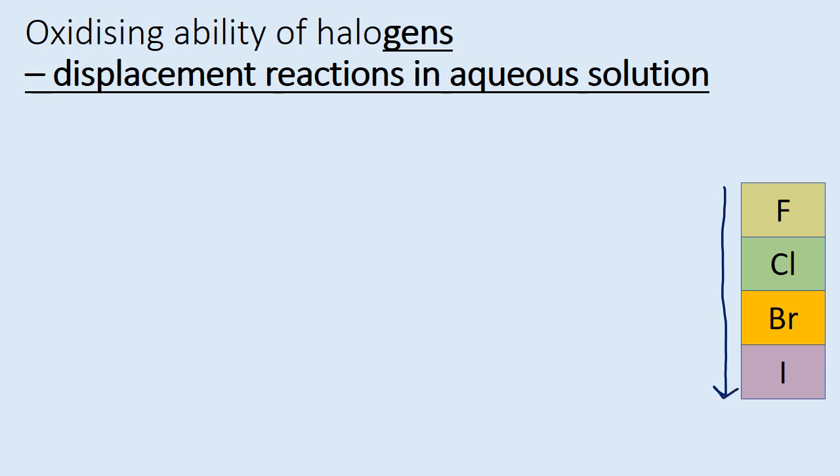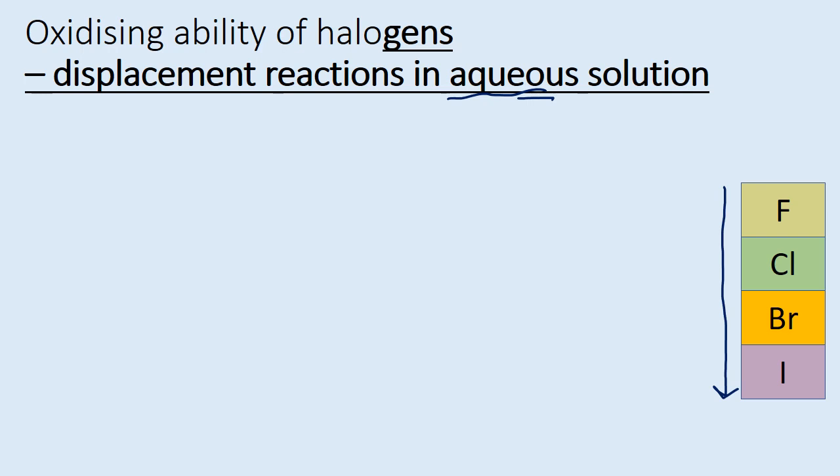In aqueous solution, we've got a very pale yellow, pale green for fluorine. You'll accept pale yellow, pale green. Chlorine is pale green as well, but it's a slightly darker shade than fluorine. And bromine is an orange brown, and iodine solution is actually a dark brown. We can see that we've got it as a purple grey solid, but in aqueous solution, iodine is a dark brown. So we've got pale yellow, pale green, orange brown, dark brown as we go down.